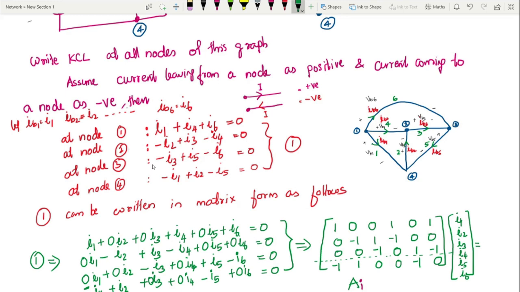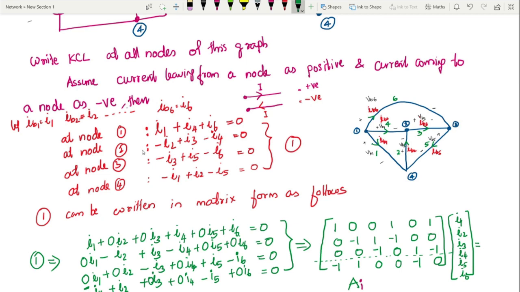Similarly, when we apply KCL at node 3, two incoming currents are there, that is I6 and I3, so their sign should be negative like this. Then I5 is leaving away from node 3, so it should be positive. When we consider node 4, the branches connecting with node 4 are 1, 2 and 5. Here I1 and I5 are incoming currents, so they should be taken as negative, minus I1 and minus I5. And I2 is going away from node 4, so it should be positive, plus I2. So this is equation number 1.